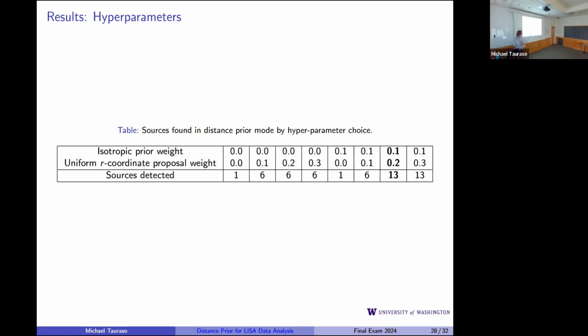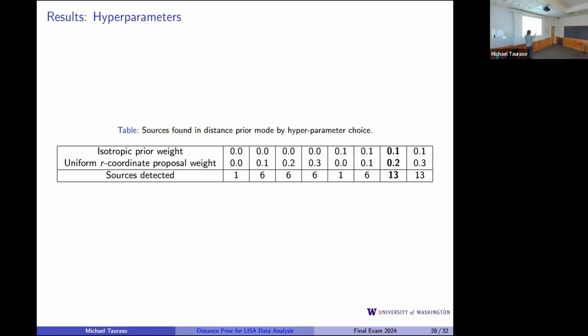I also did some additional runs trying to tune the hyperparameters. So there's two things when we were talking about priors. There's the weight of the isotropic piece of the prior that I'm artificially adding in. And then there's also the proposal: what's the weight of the uniform R coordinate piece? And I think on my slides, both of those are 0.1.